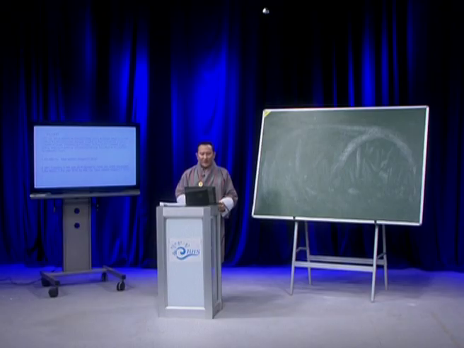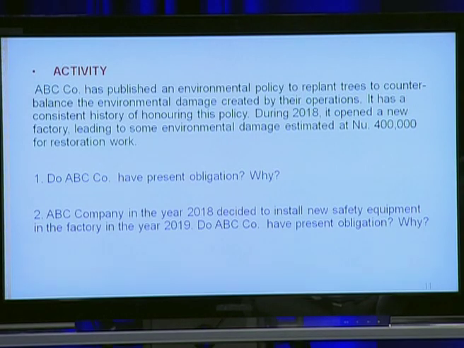And number two, ABC company in the year 2018 decided to install new safety equipment in the factory in the year 2019. Does ABC company have a present obligation and why? So you have to critically think about the statement here, and you have to answer it accordingly, and more importantly you have to provide justification for these two questions.